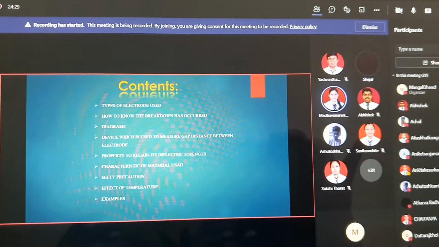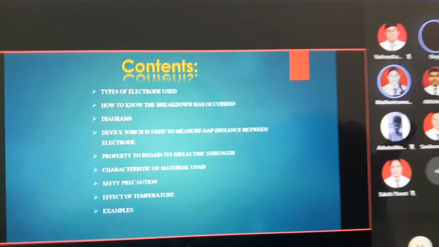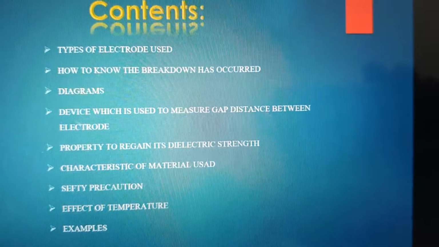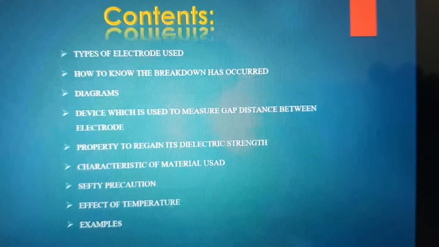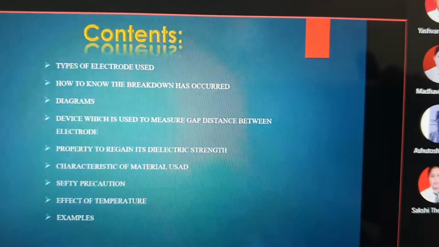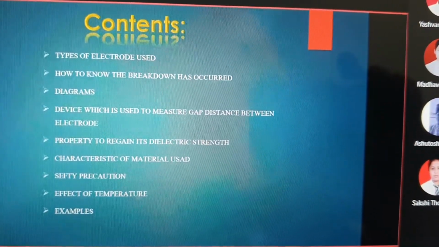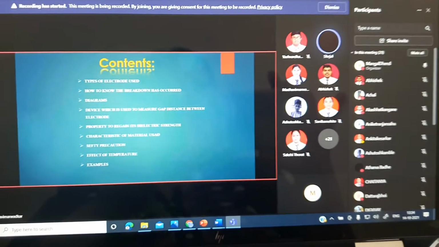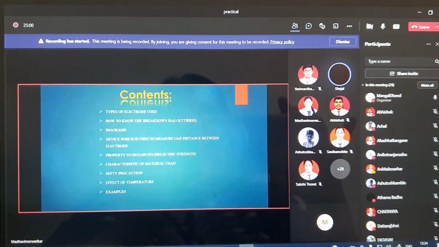Yes, ma'am. So the content we are going to explain is the type of electrodes used, then how to know the breakdown has occurred, then the diagram, then the device which is used to measure the gap distance between electrodes, then the property to regain its dielectric strength, then the characteristics of the material used, then its safety precautions and the effect of temperature, and the last point is examples.